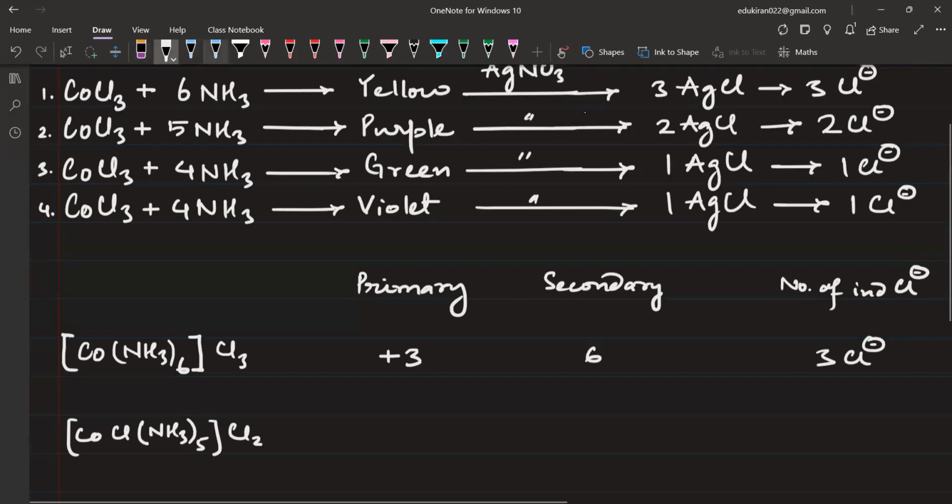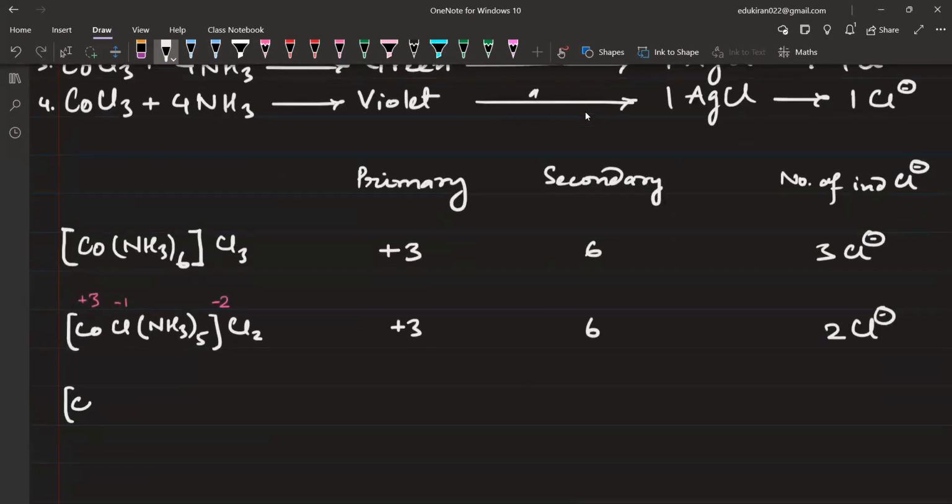Now the primary valency here also will be equal to +3 only. Why? Because this Cl is -1, these 2Cl are -2, and -2 and -1 make -3. In order to counter that, cobalt should have +3. So cobalt is still having +3. And the secondary valency will also be 1 chlorine and 5 NH3, so 5 + 1 will be 6. But the number of independent chloride ions will be 2. In the third and fourth case, we will have a complex which looks something like this: cobalt, with 2 chloride ions inside and 4 NH3 and only 1 chlorine outside. That we can understand because it is making 1 AgCl. Now the primary valency will still be +3, the secondary will still be 6, but the number of independent chlorine will be 1 Cl negative.